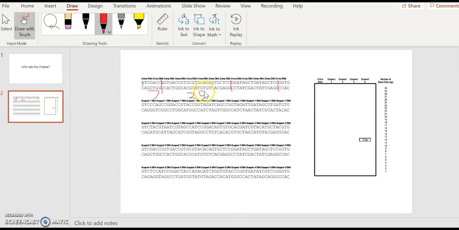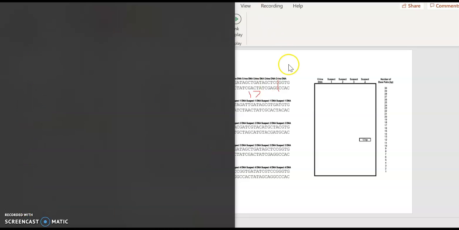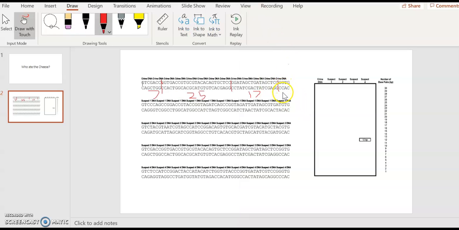And then we have 17 right here. I already counted them again. And then our last one, we have 4. So now that we know these numbers, we are going to draw how long they are. This means that this is a shorter DNA splice, and this is a longer one. And we're going to draw a line on here to show where they are.